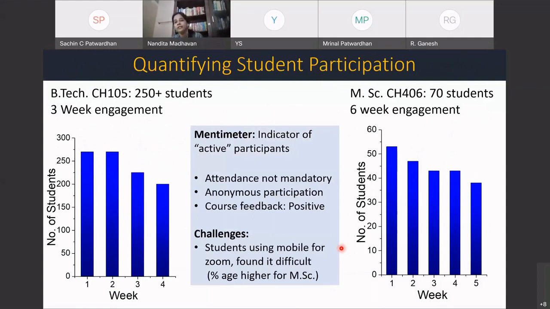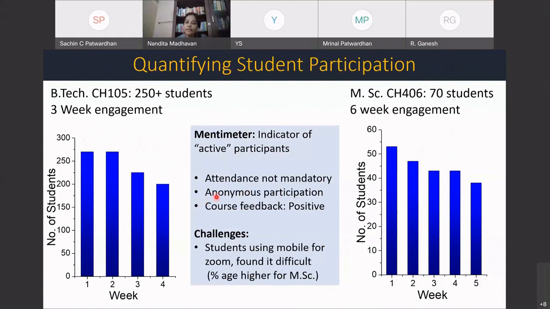Quantifying student participation in an online classroom, I found Mentimeter a very useful tool. I can have students who have the window open and they might be watching TV or doing anything on the side. But having these Mentimeter activities gives me an idea of statistics as to how many people are attentive in class.